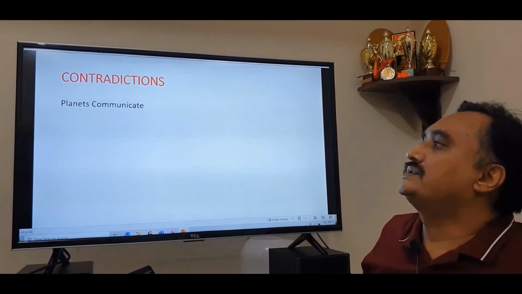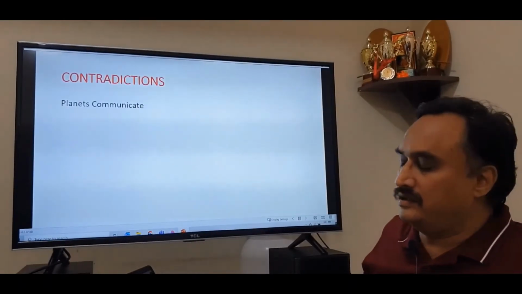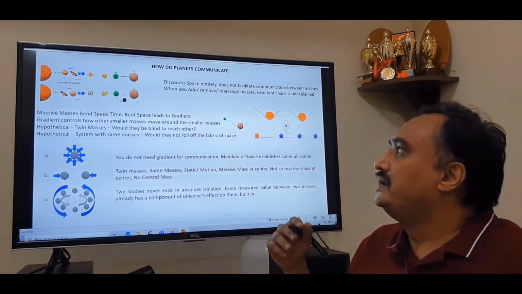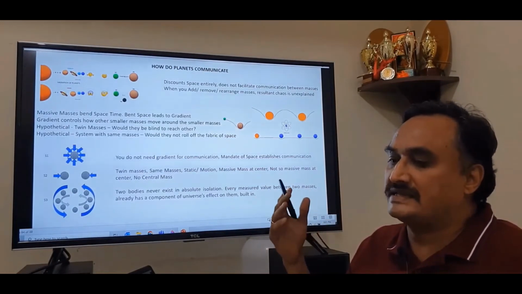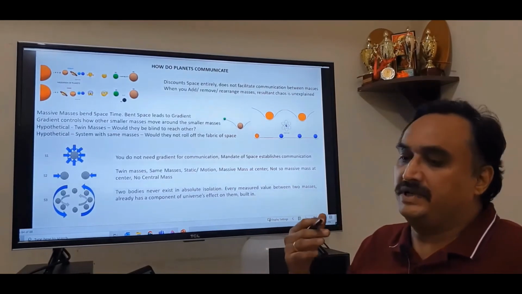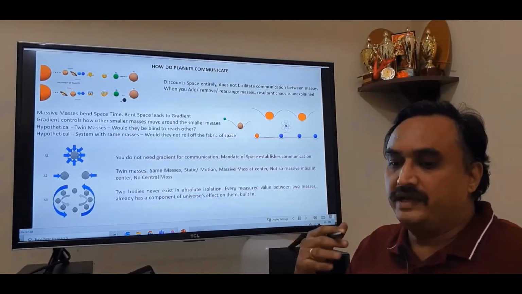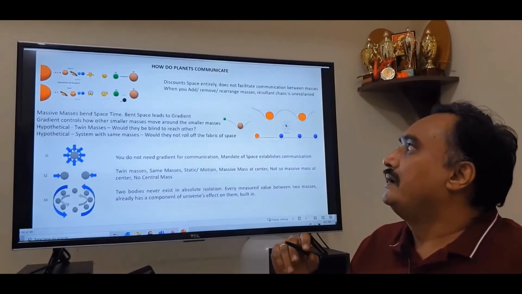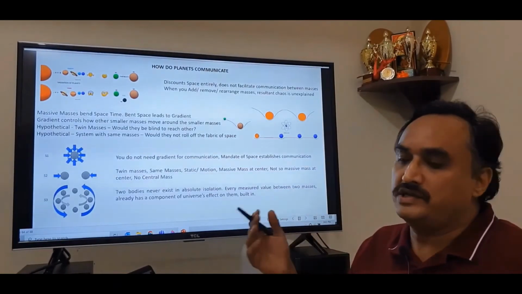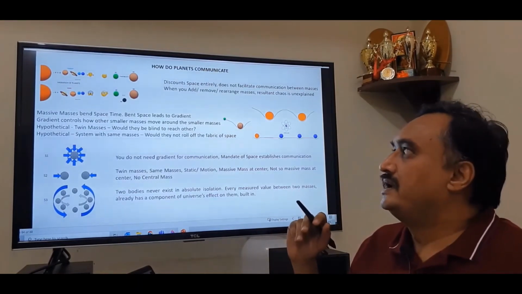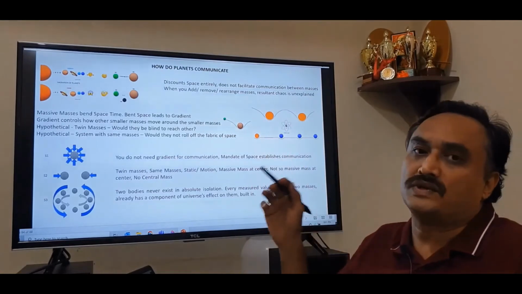The next contradiction is how do planets communicate? In classic model of universe, when you started with Newton's theorem, he completely discounted space as a factor, and it was very difficult to establish a theory as to how these two planets would communicate because there was no space. So when you add or remove or rearrange masses in a solar system or any for that matter any planetary system, the resultant chaos was unexplained.